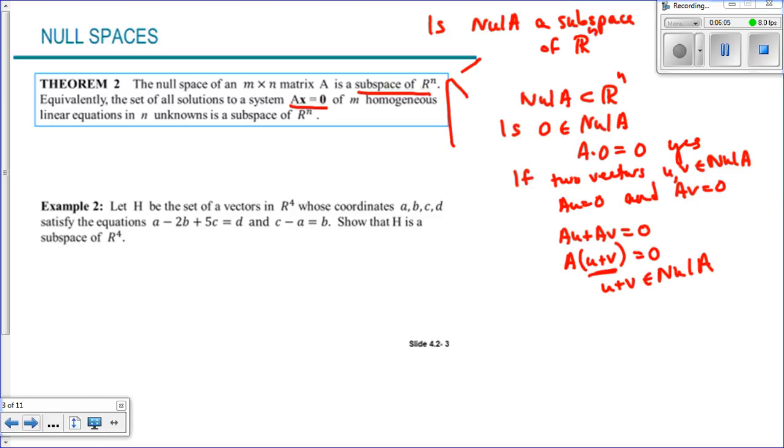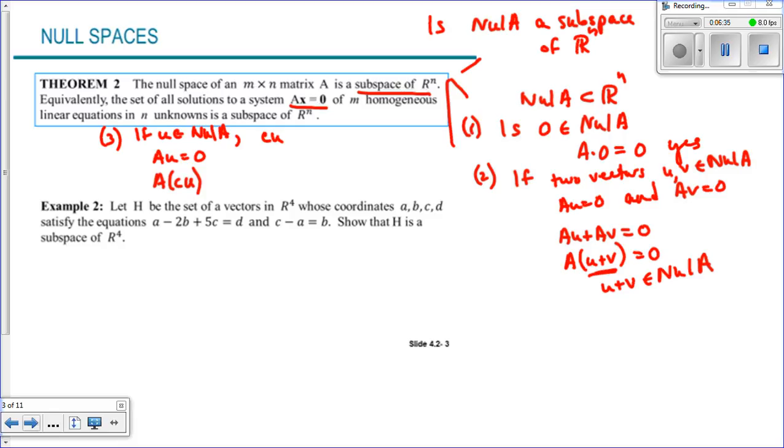Okay, so the other thing we have to show, so this is property 1, property 2. The third property to show that it really is a subspace of Rn is to show that if u is in the null space, is C times u in the null space? Well, if u is in the null space, that means A times u is 0.